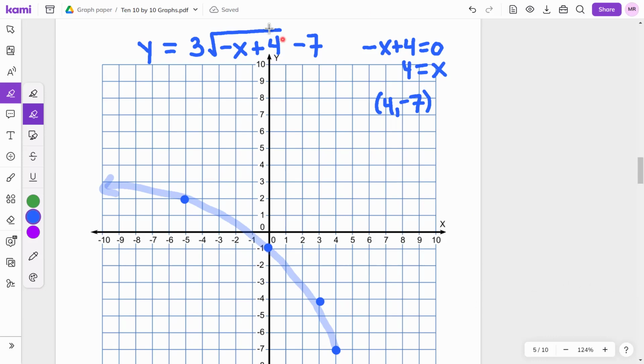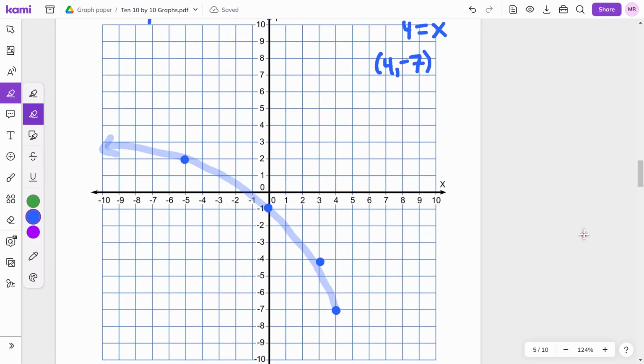Now, if you're wondering how come I'm not dealing with this +4 and this -7, I already did. When I move to 4, -7, I've already done the +4 here and the -7 here. And now I am just doing a square root. If this had been a positive in front of the x, I would have gone to the right one and 4 and 9. But since it's a negative, I'm going to go in the negative direction, 1 and 4 and 9. Hopefully that helps you out on square root graphs.